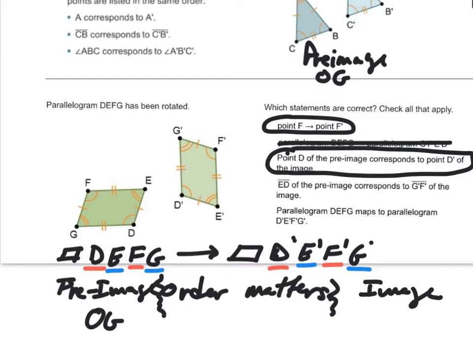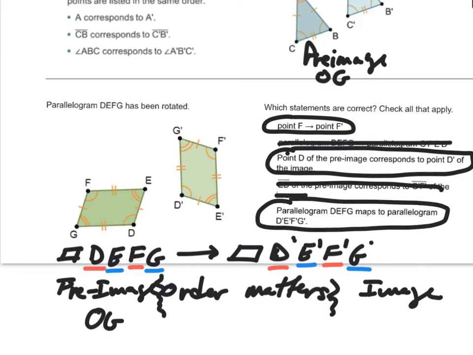Okay, and then it says that ED of the preimage, right here, corresponds to G prime F prime. And it doesn't, because it's not mapped to that. All right, DE corresponds to D prime E prime. All right, so this is false. And then the last one, parallelogram DEFG maps to parallelogram D prime, E prime, F prime, G prime. So I wrote that down originally, so that's got to be true.